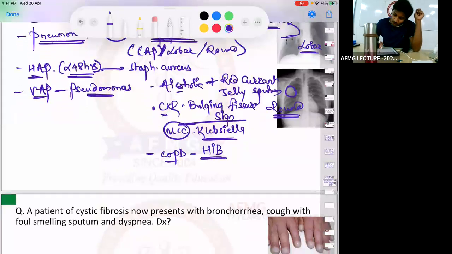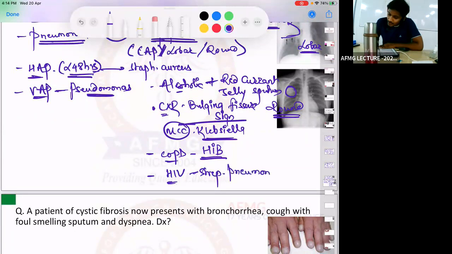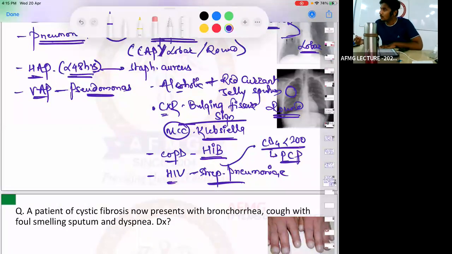ठीक है. Next, most common cause for pneumonia in HIV patients. Most common cause of pneumonia in HIV patient is Streptococcus pneumonia. But if I say the CD4 count of this patient is less than 200, then the most common cause becomes Pneumocystis carinii or Pneumocystis jirovecii pneumonia. If CD4 count below 200, Pneumocystis. Otherwise most common is strep.